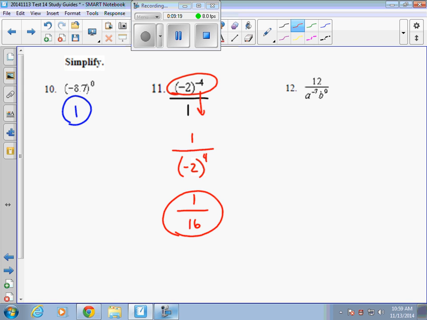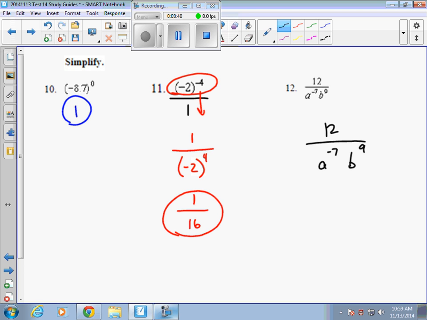12 over a to the negative 7th, b to the 0 power. Okay, what we have here is we have something being raised to the 9th power. Let me write it a little bit bigger where we can see it a little better. A to the negative 7th, b to the 9th.